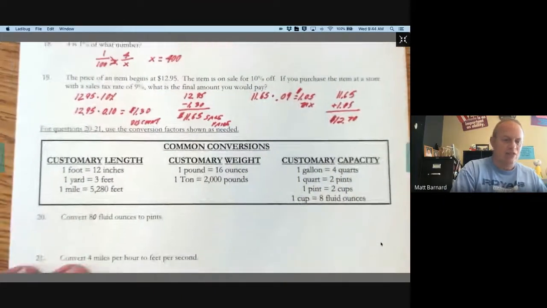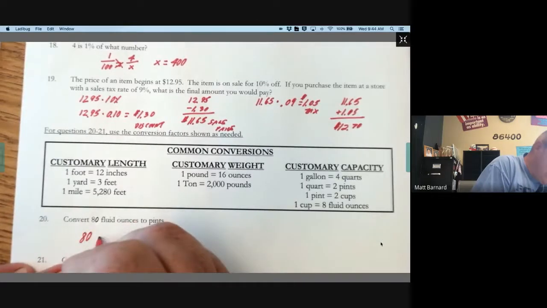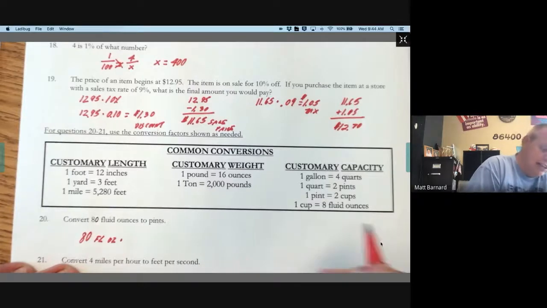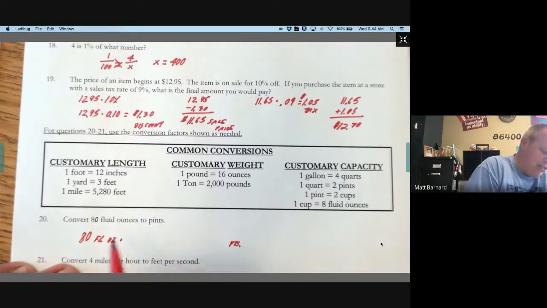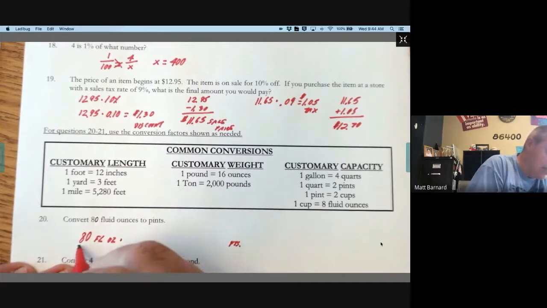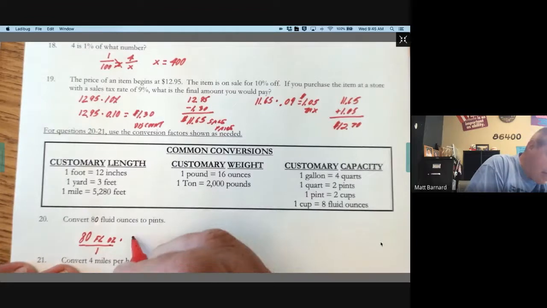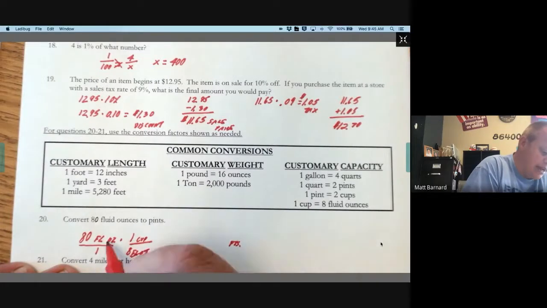All right, 20 and 21. We're going to convert 80 fluid ounces to pints. So here we go, 80 fluid ounces. We're going to multiply that by a conversion factor. The goal is to get to pints. So what do I know? I know 8 fluid ounces in 1 cup. Got to get rid of the fluid ounces. So like I did in previous videos, I'm going to put that over 1. I'm going to multiply it by 1 cup over 8 fluid ounces. That'll get rid of the fluid ounces.